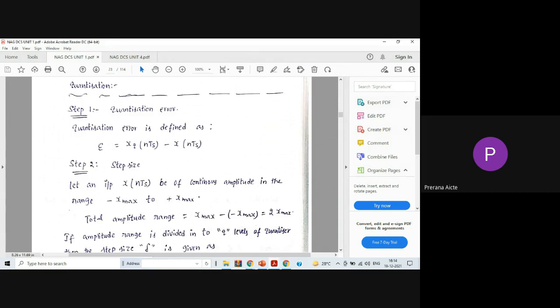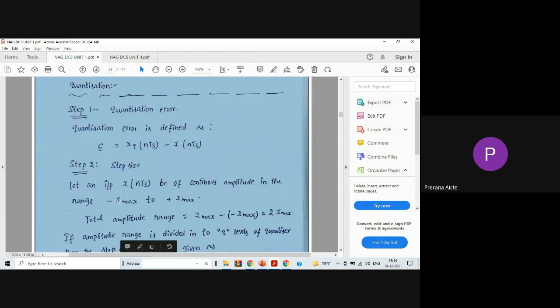What we are discussing now is the signal to noise ratio of a PCM system. For that, first you have to remember 5 steps. What is step 1? We have to define quantization error. What is that quantization error? Epsilon equals xq of nTs minus x of nTs. What is x of nTs? The sampled signal, that is discrete in time, continuous in amplitude. What is xq of nTs? The quantized signal, that is discrete in time and discrete in amplitude.